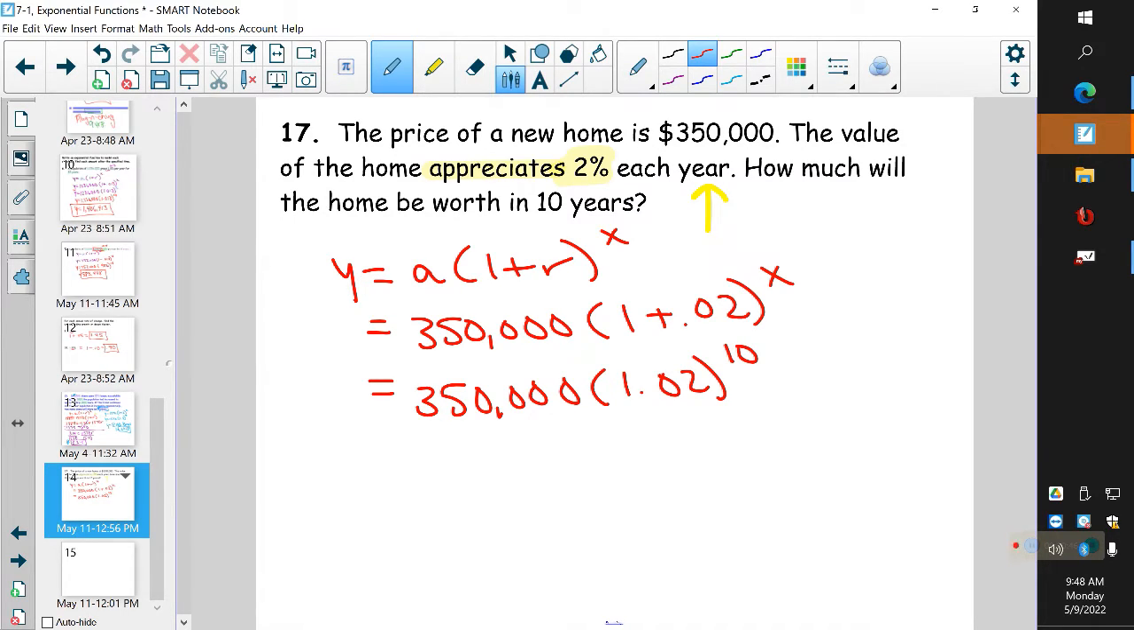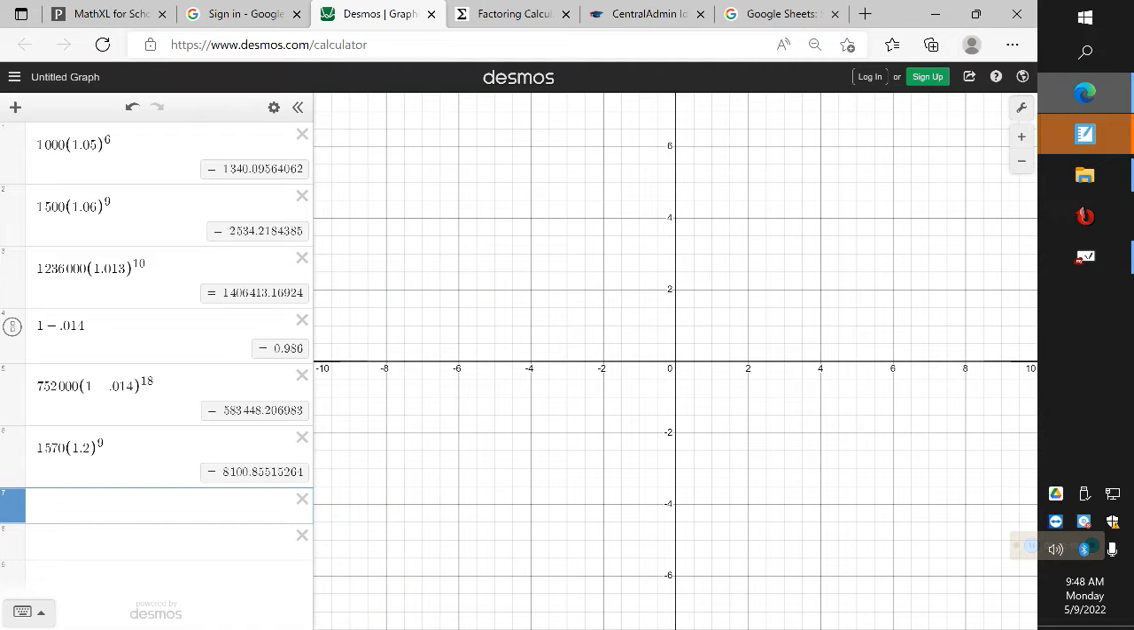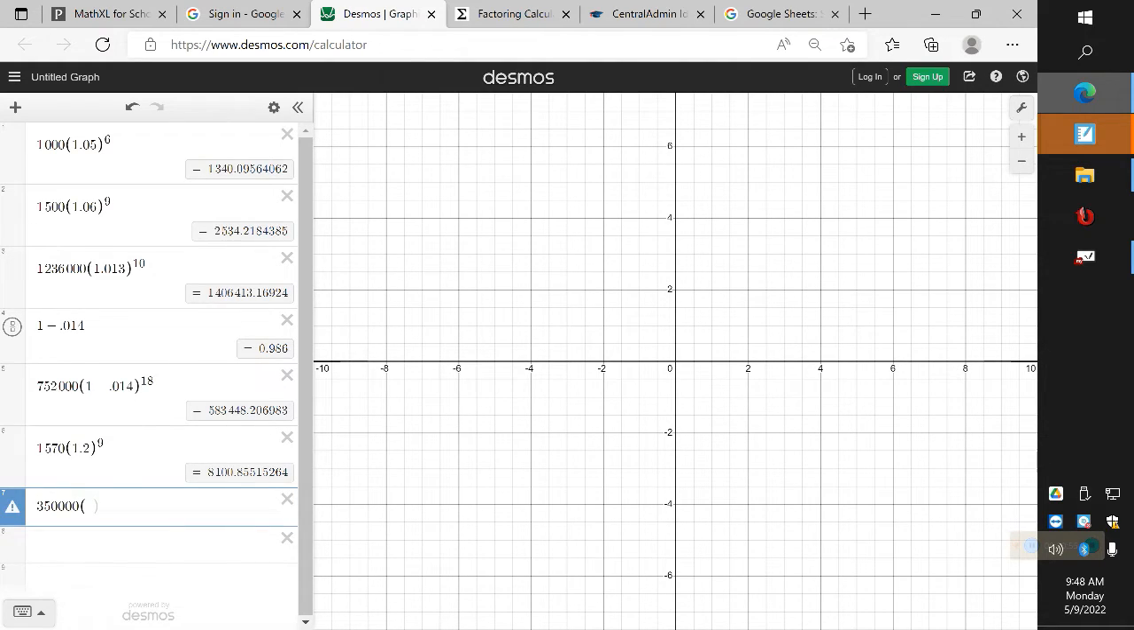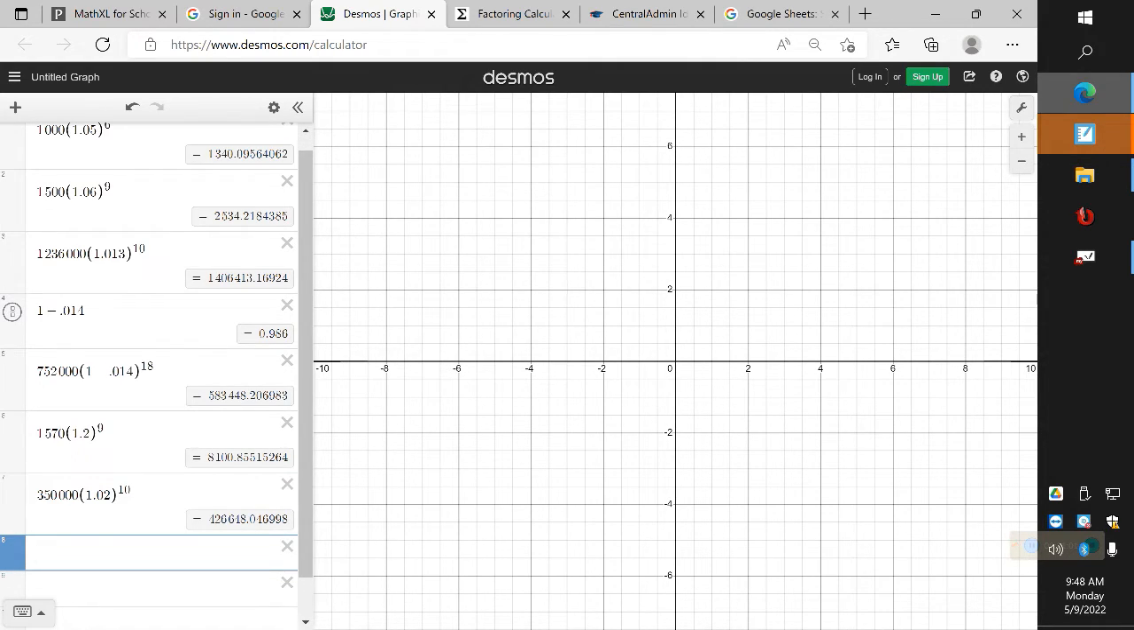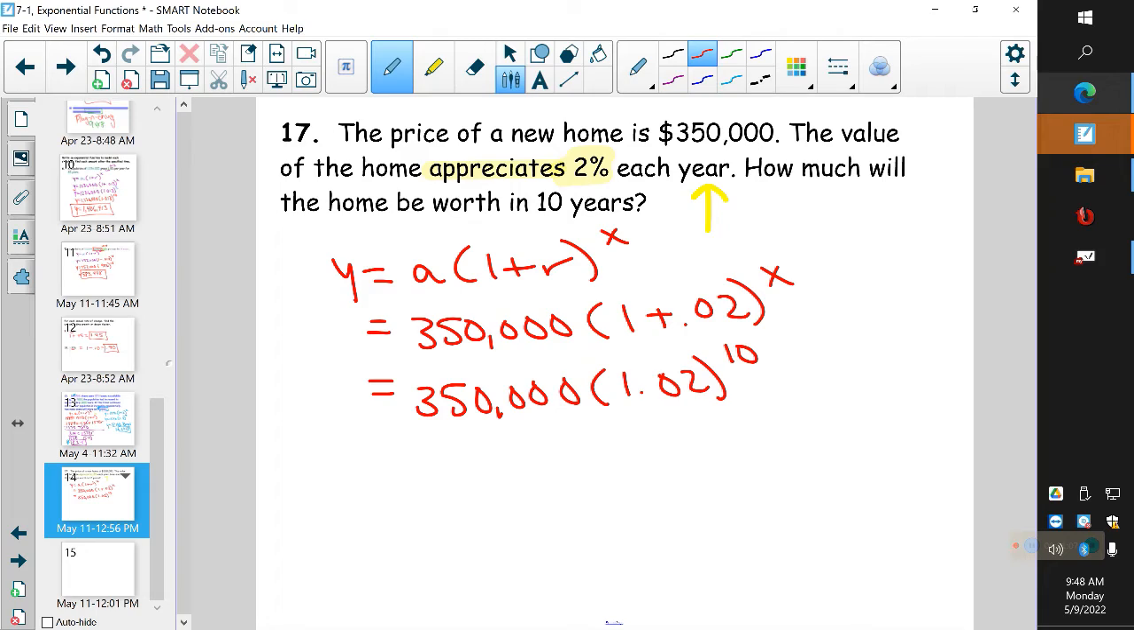And that is going to give me, if I come over to lovely little Desmos and type that in, 350,000, parenthesis, 1.02, raised to the 10th power, and that's going to give you $426,648.05. That is how much money we are going to make on selling your house because it's appreciating that amount of value.